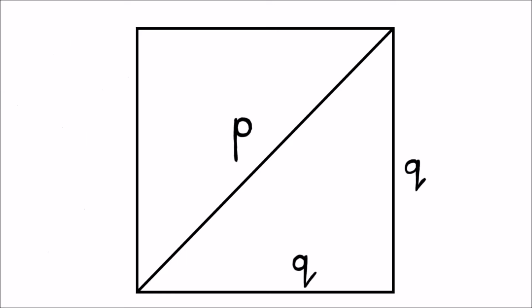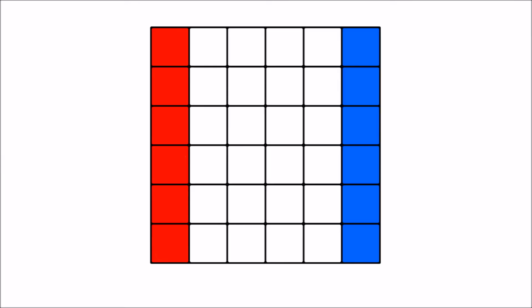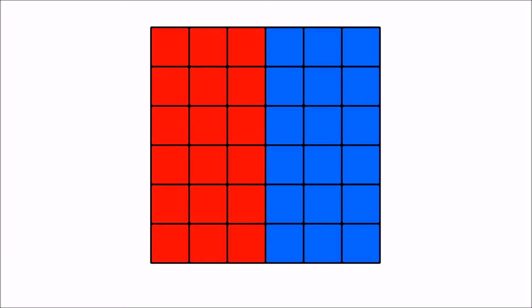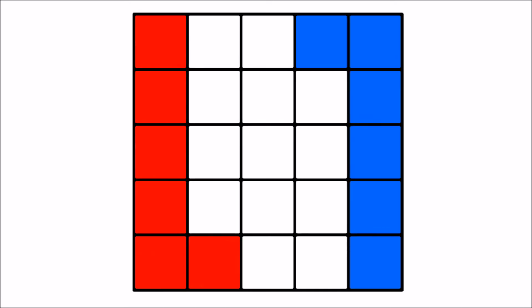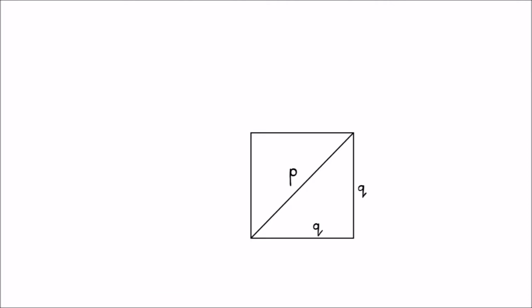You step back to admire your work, but then you wonder idly, is the length of that diagonal even or odd? You happen to know a thing or two about odd and even numbers. For example, if you square an even number, you always get an even number. On the other hand, if you square an odd number, you always get an odd number. So if you square the length of that diagonal, what kind of number do you get?